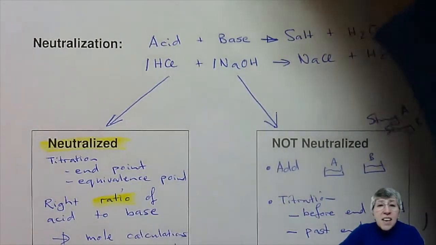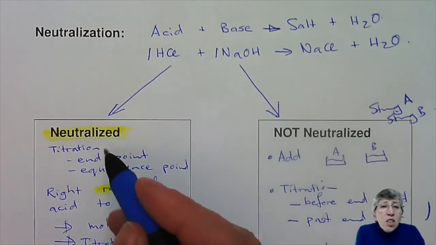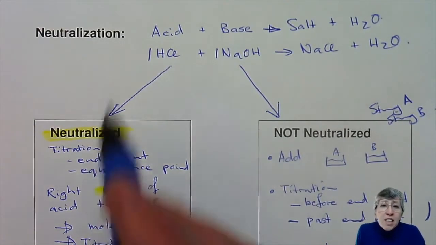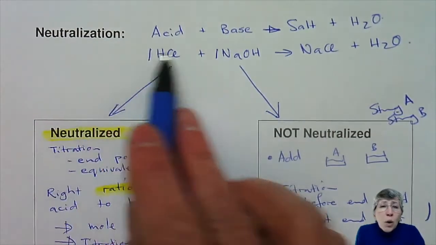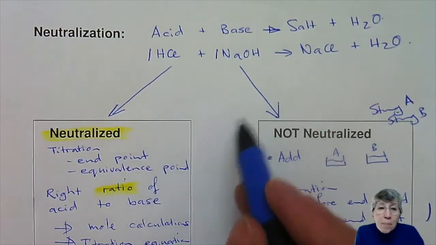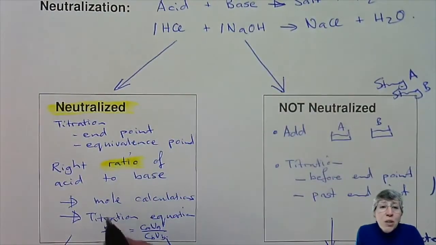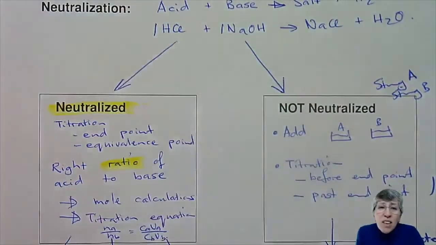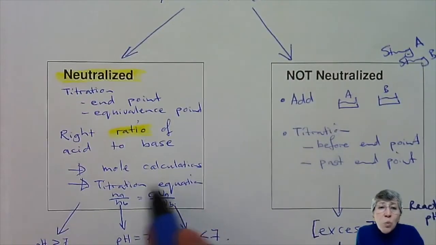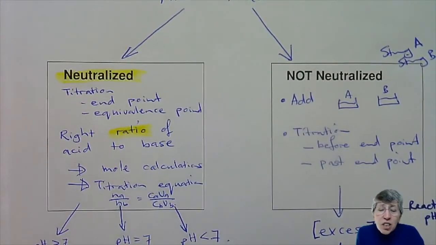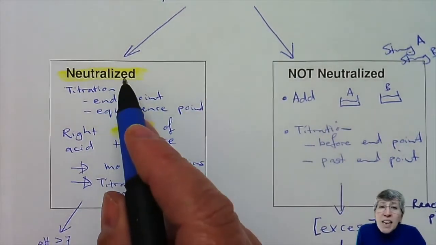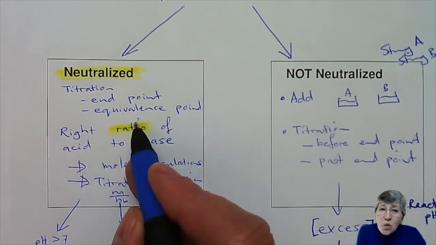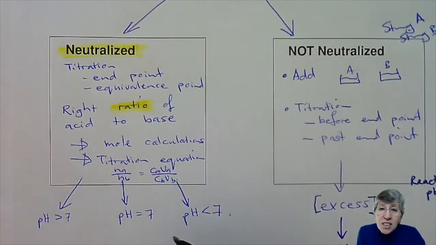So neutralized is all about ratio. If they tell you it's neutralized, they are telling you it's in the right ratio, right? And other ways that they can tell you it's neutralized is using the word endpoint or equivalence point, right? So that means 1 to 1 or 1 to 2, whatever the equation is. And when you have that, you know you can do ordinary mole calculations. You can work out the other one because they are in the right ratios. And you can also use the titration equation, right? But when it's neutralized, even though there's 1 to 1 or 1 to 2, it's the right ratio, it doesn't mean the pH is 7, right?